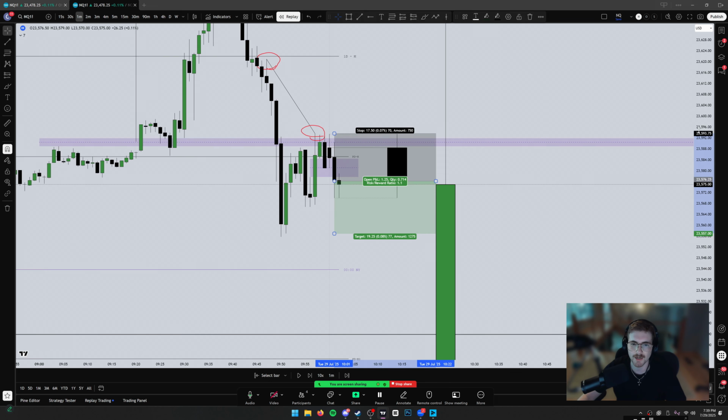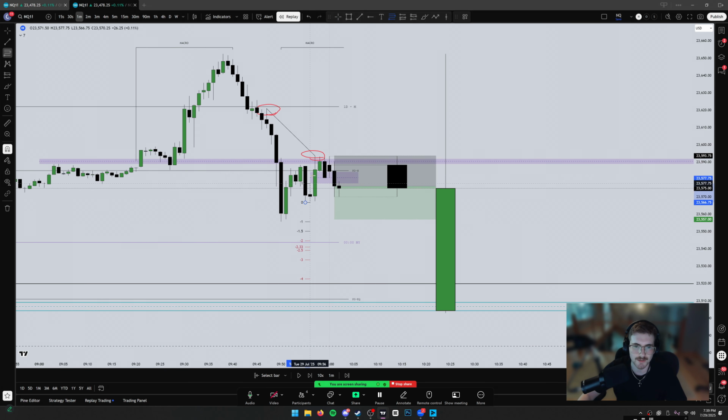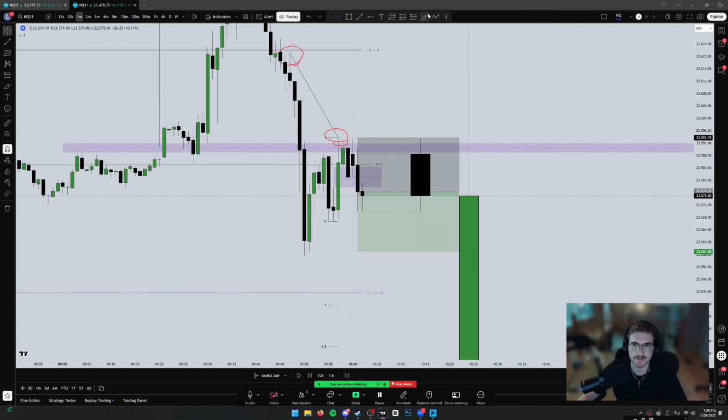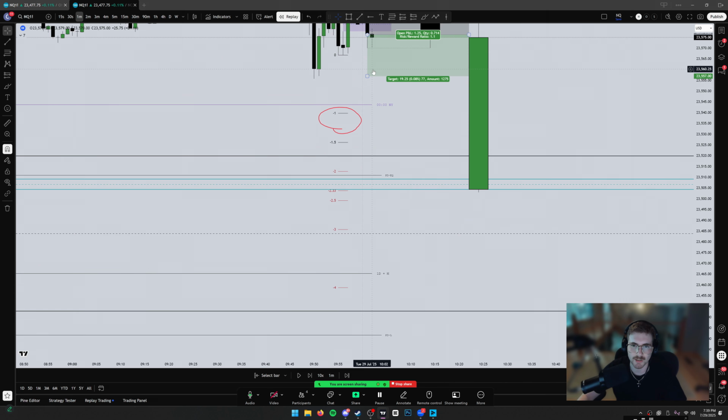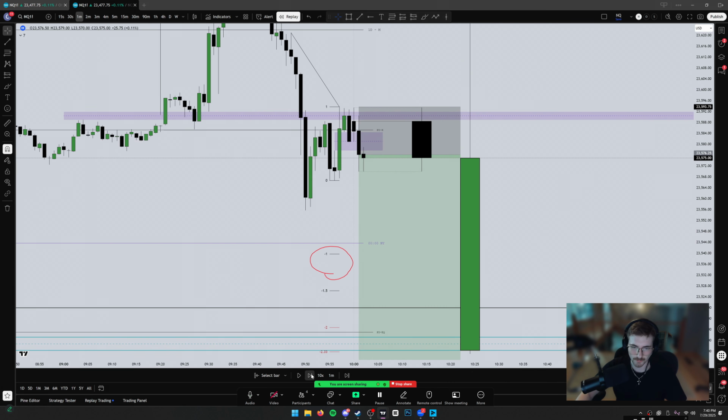Stop loss goes above the high, and our standard deviation goes from this low to this high, because that's the leg that caused this fair value gap. Our break even is at -1, and I'm going to be all out at previous day's low because we are up towards previous day's high right now. So let's trade this.